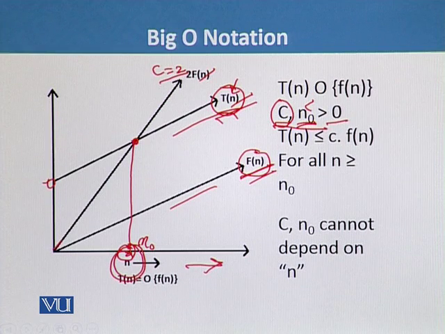So the last thing: these constants, c and n naught, do not depend on the value of n. The value of n can be larger in any case, but c and n naught behave independently of the value of n.